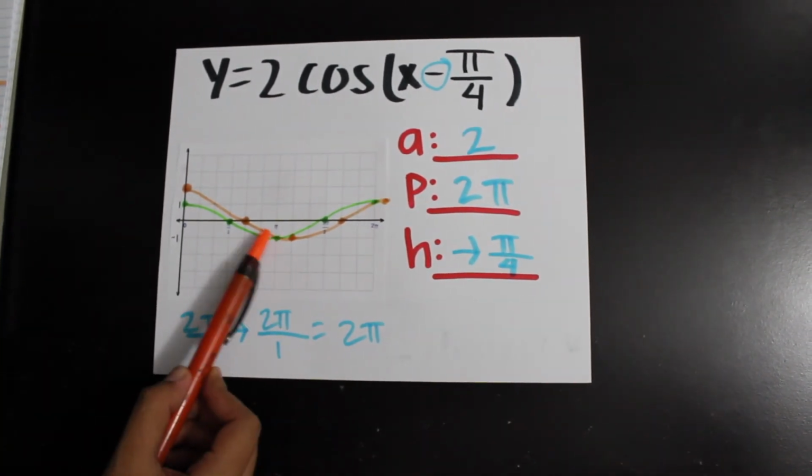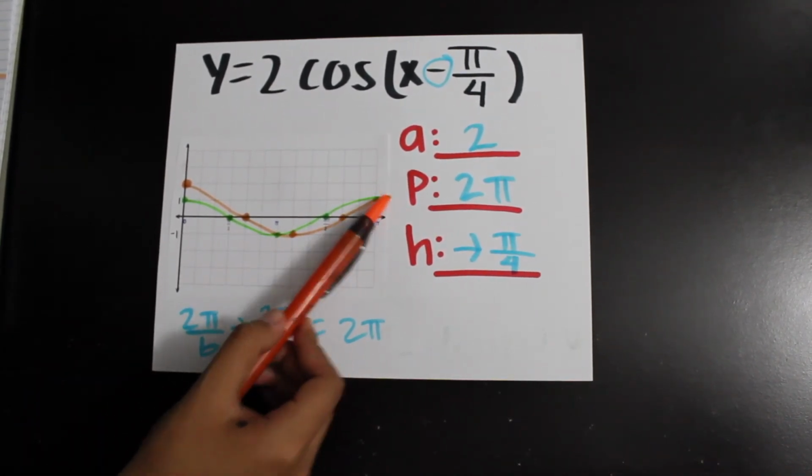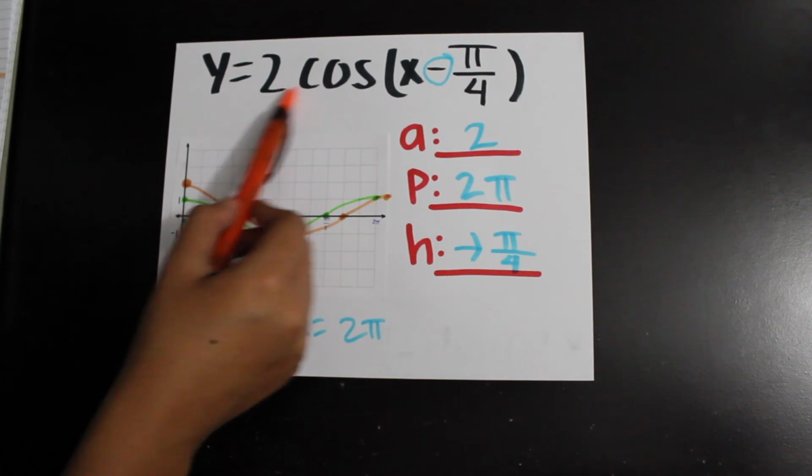As you can see, there's a difference. The green would be the original with no translations, and the orange would be the translations above.